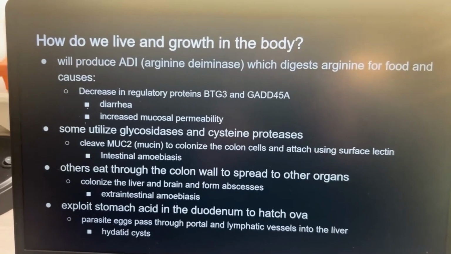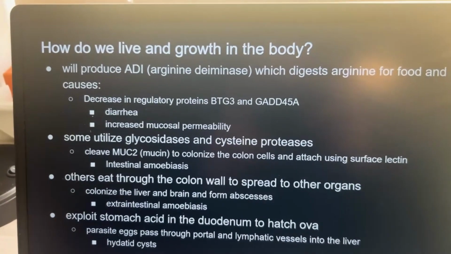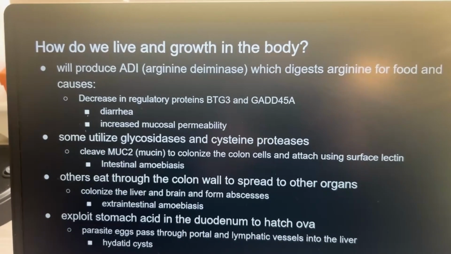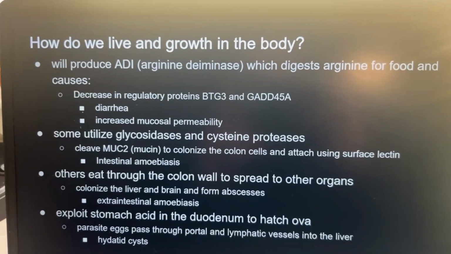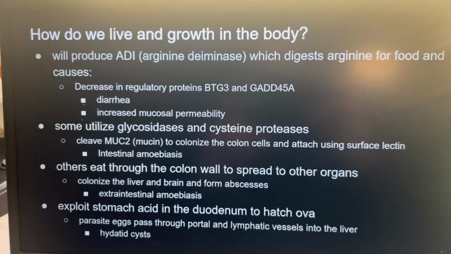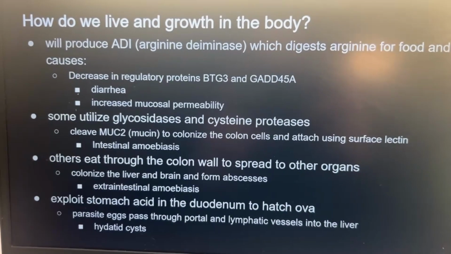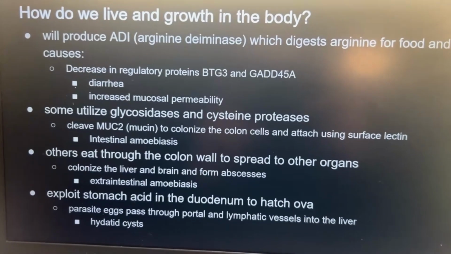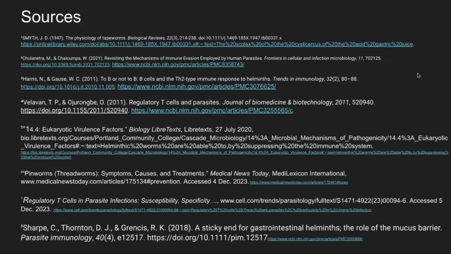How do we live and grow in your body? Well, some of us produce an enzyme called arginine deiminase, or ADI, which helps actively consume the amino acid arginine for the main source of food. This depletion of arginine decreases intestinal epithelial cell growth and further causes the number of regulatory proteins to dwindle. These specific proteins are BTG3 and GADD45A. This absence of arginine causes increased mucosal permeability in intestinal epithelial cells and causes diarrhea. And these are many sources we have used to continue our education of being able to infect Homo sapiens further.